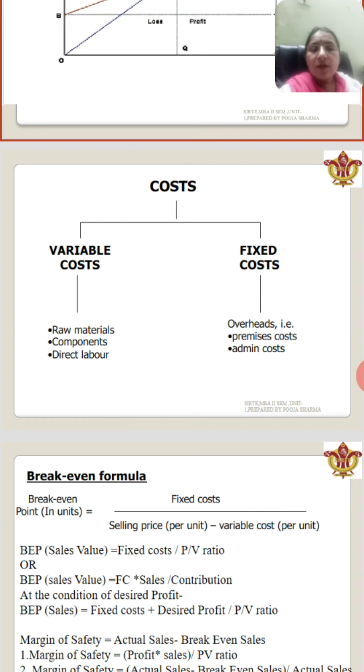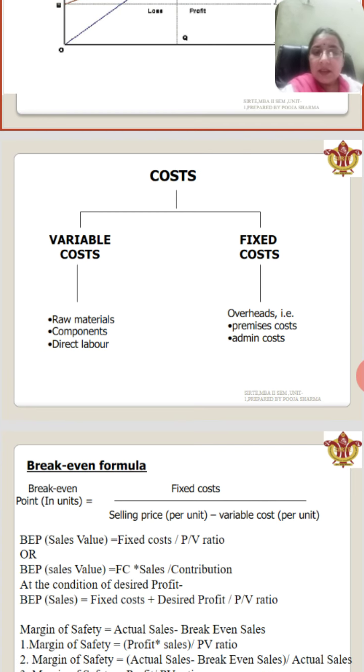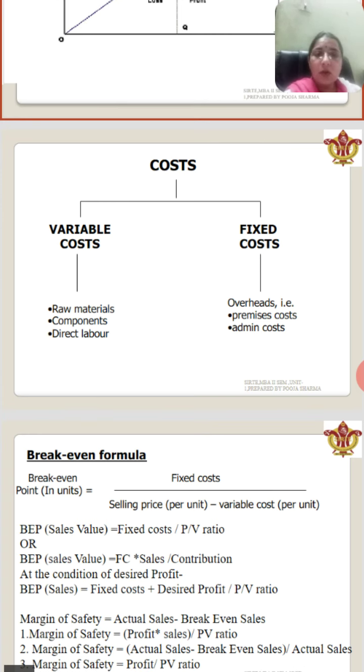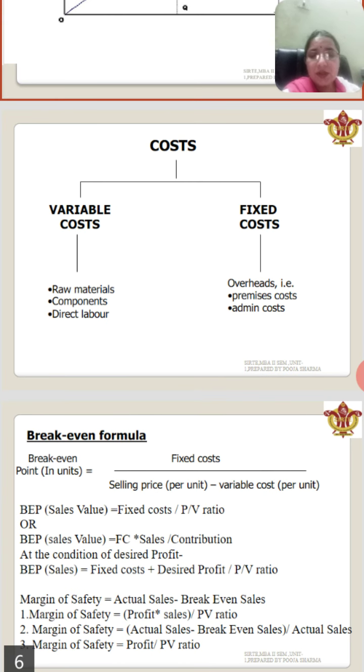Fixed cost remains constant at each level of production, but in the long term fixed cost also changes. Remember this: variable cost per unit will be constant, but the total variable cost will increase with the production. Fixed cost will be constant with the increase or decrease of the production. It doesn't fluctuate with the production.